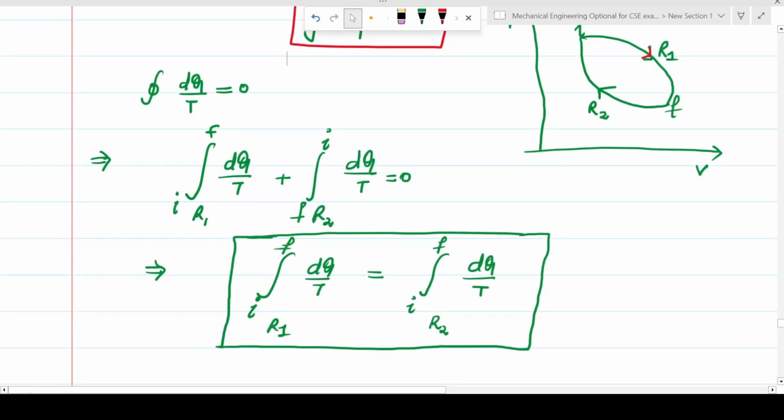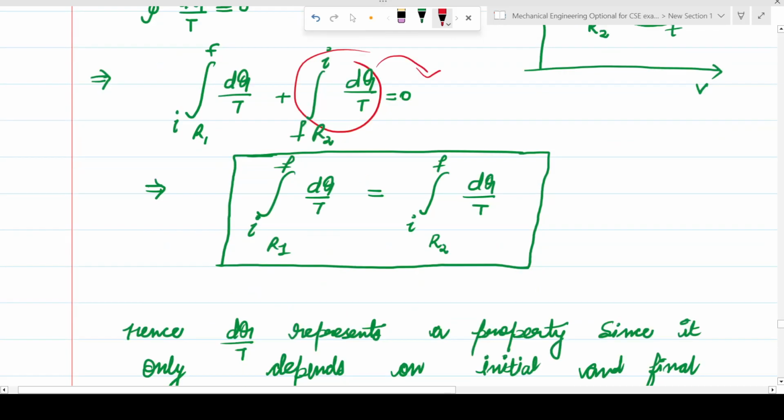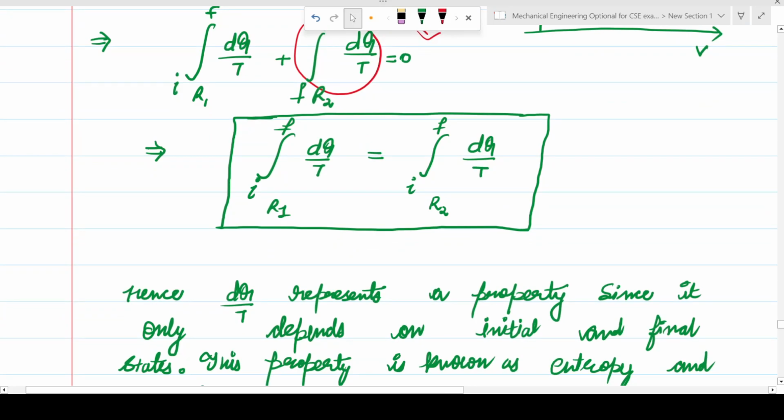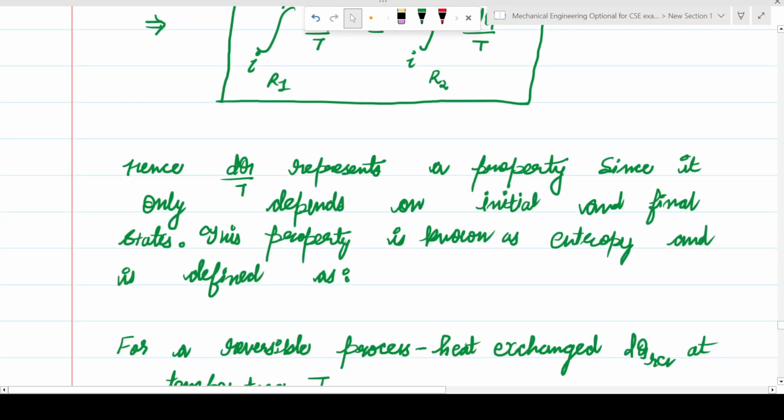We can write that for process R1, the integration of dQ by T takes place from I to F, and for process R2, the integration of dQ by T takes place from F to I. And if we take this expression to this side, it comes out to be negative, and if we change the limits, then it becomes I to F. So for a reversible process, the integral of dQ by T from I to F is equal to the integral of dQ by T for the process R2 from I to F. Hence dQ by T represents a property, since it depends only on the initial and the final states.